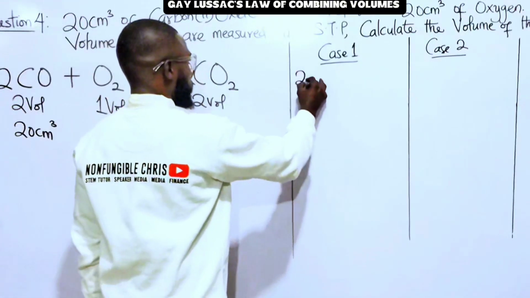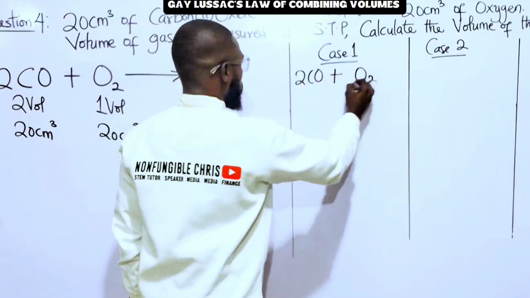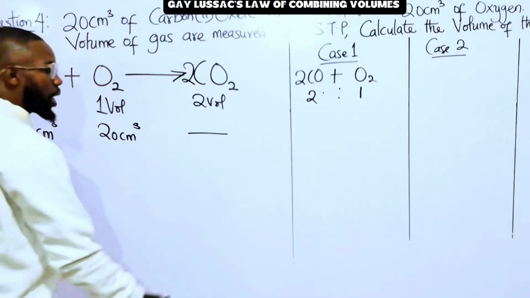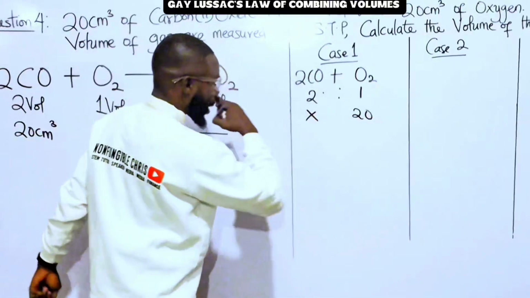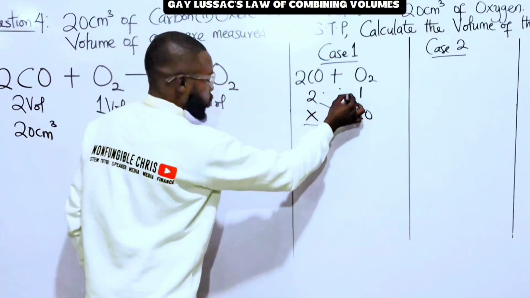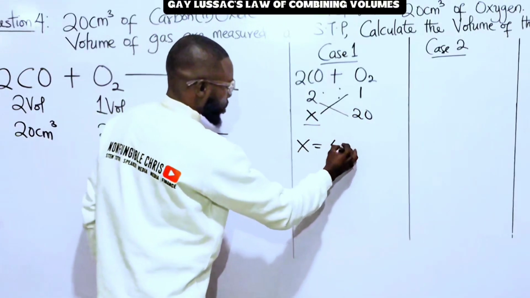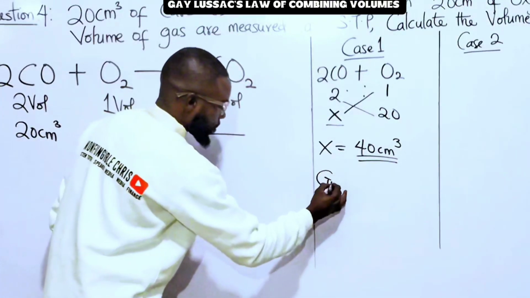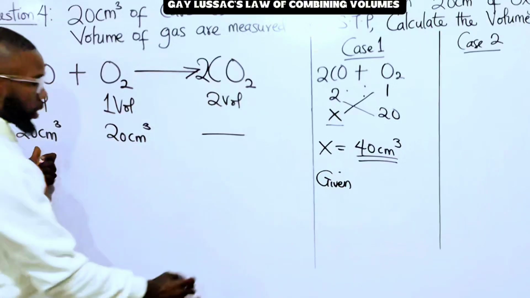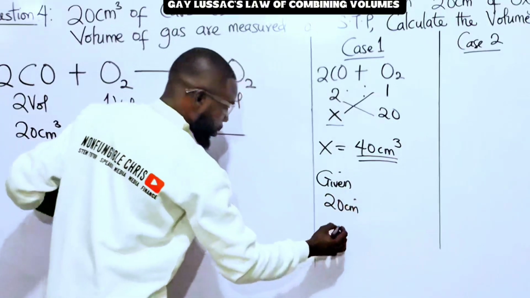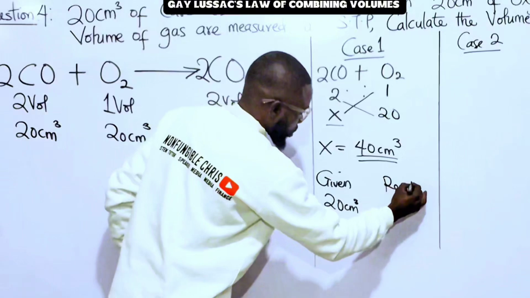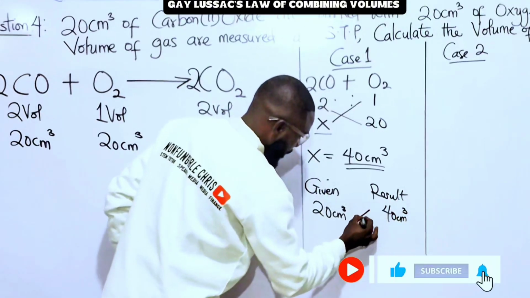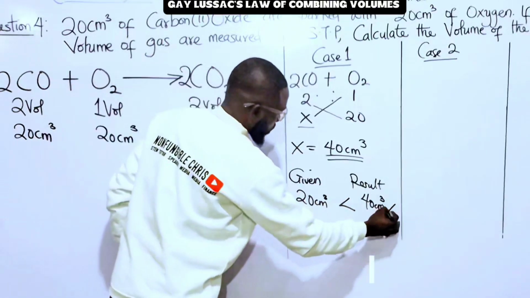For the first case, we have 2CO plus what? O2. This is 2 ratio 1, right? Let this guy be sort of formula. Let's make it X and let's put 20 here, right? If we cross multiply, we know that X is equal to what? 40 cm cube. It won't work, right? So you know that for the given was 20 cm cube, and the result we got was 40. It won't work. 20 cm cube is less than that, so it won't work.